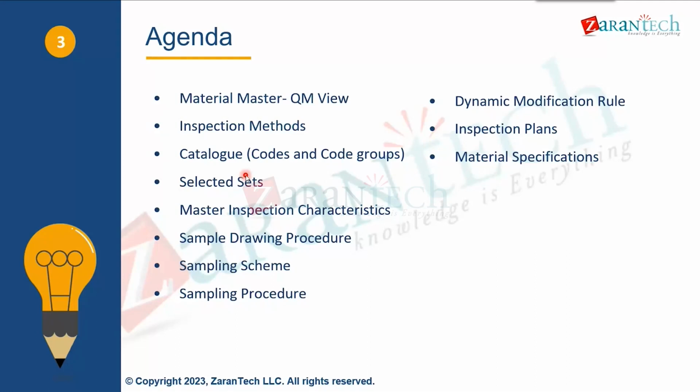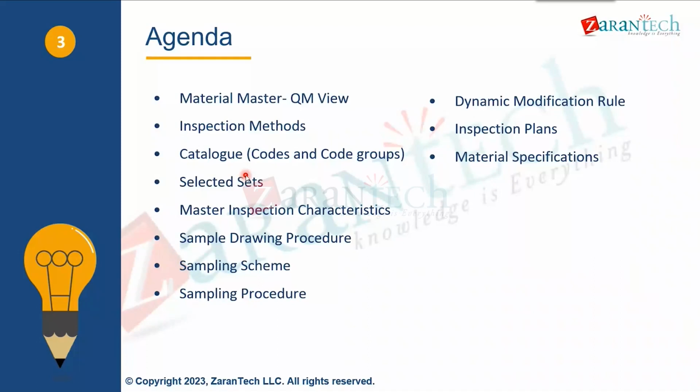Incomplete copy model is used where such a criterion is not needed, and the system will not ask about the upper limit and lower limit when we place it into the inspection plan. And reference characteristic is basically for the class characteristics. If we have to maintain the class characteristics in the MIC, then we have to use the reference characteristic.